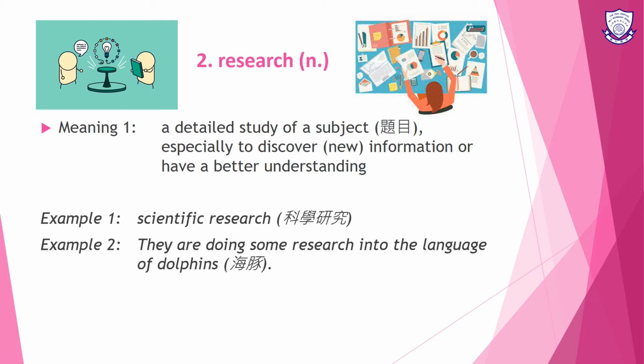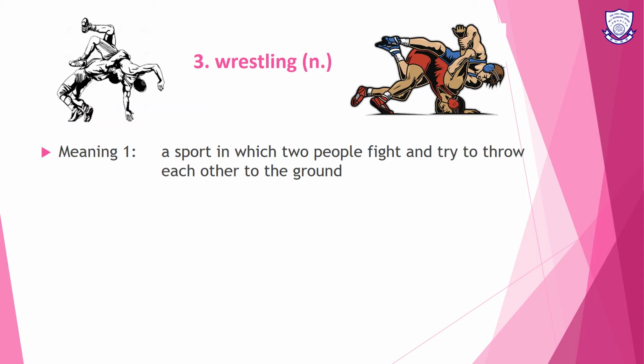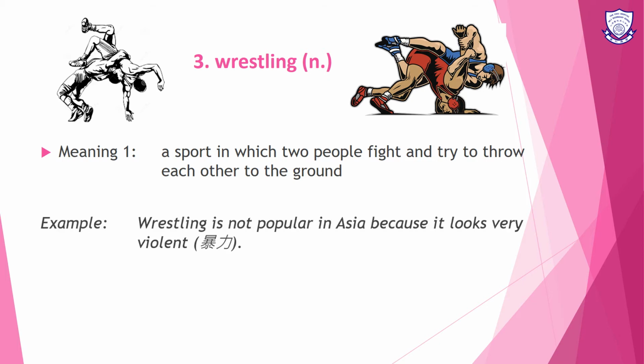Now, let's move on to the third vocabulary item. Here is the third vocabulary item, Vaseline. And you can see it is a noun and it means a sport in which two people fight and try to throw each other to the ground. Here is the example. Vaseline is not popular in Asia because it looks very violent. And in fact, it is very violent.